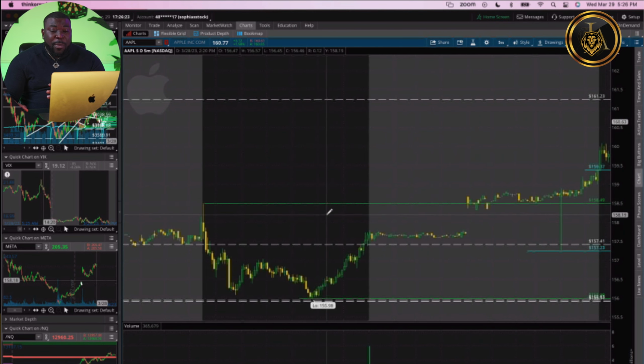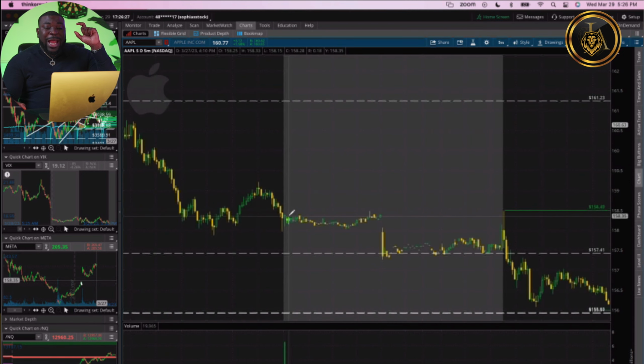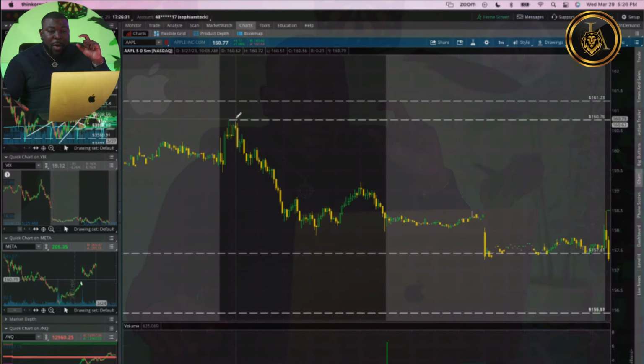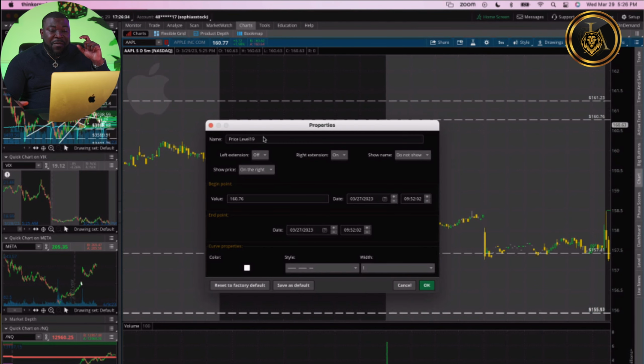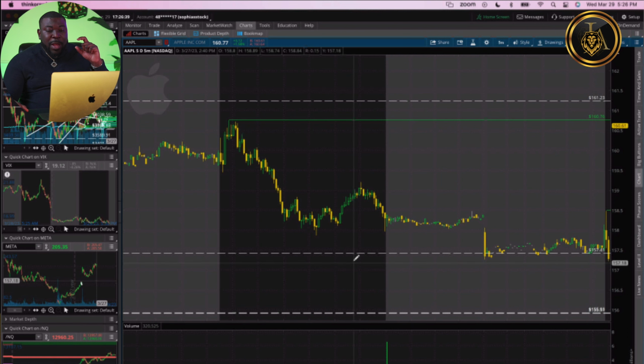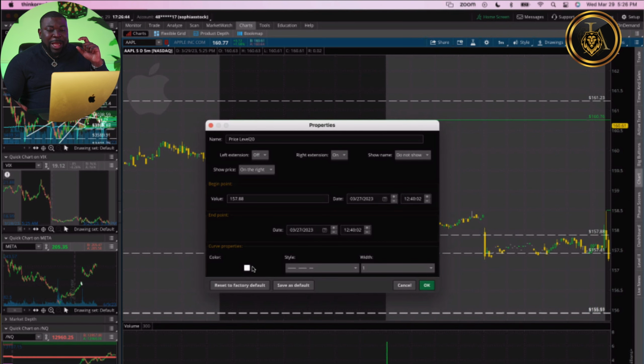So not only pre-market high and the market high and low of today, you want the market high and low of the previous day. So you want to mark, here we go. This is the high of the previous day. I'm going to make this solid. And this is the low of the previous day. I'm going to make that solid as well.